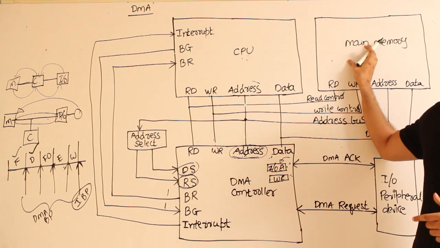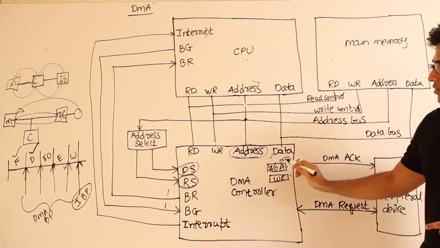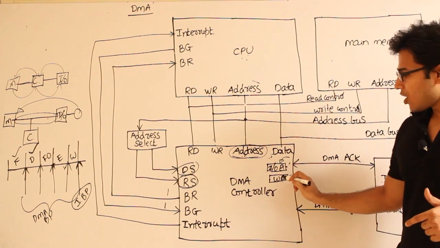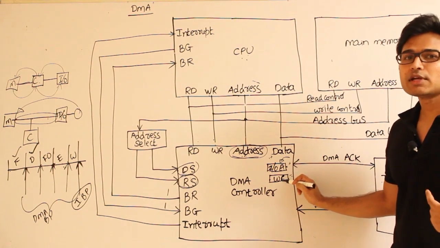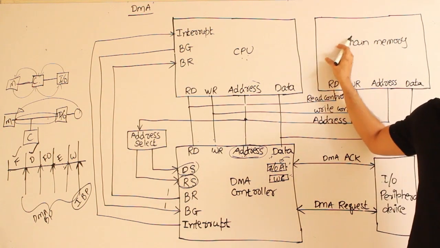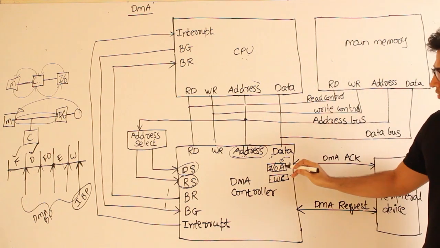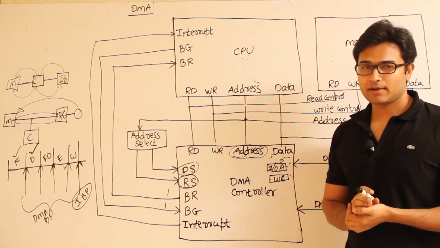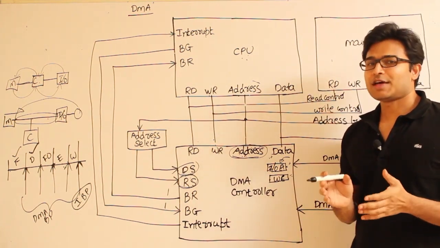Okay, here is the address at which you want to do the actions, either read or write. And next one is word count. Word count is how many words you want to read or write from the main memory. These two will be initialized. So once you got initialized, then your DMA will be ready to act. Got it? So now what is happening here?